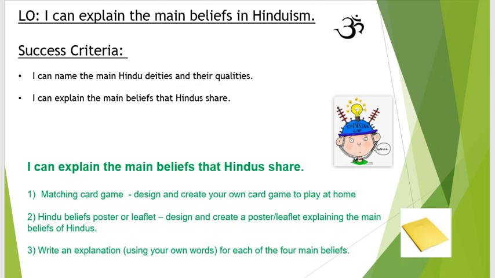Okay, so today then you've got a choice of 3 activities. It doesn't matter which one you choose, but they need to be completed in your exercise book. So you've got your learning objective at the top of your page, and then underneath you can do the following. You could create a matching card game at home. I'll explain what that looks like in a minute. You could create a Hindu poster or leaflet. Again, I'll explain what that looks like in a moment. Or you can do a written explanation. Whichever one you choose is up to you.